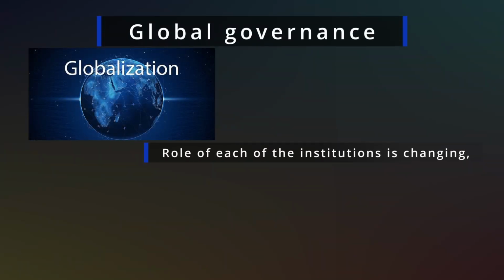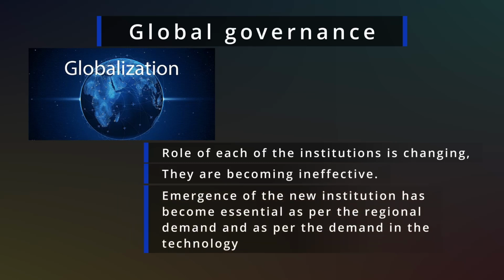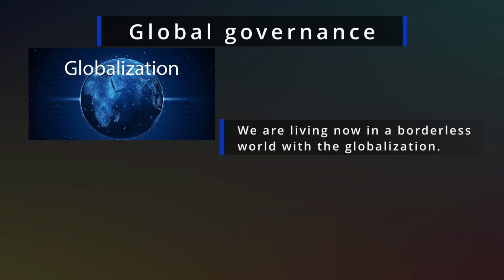and several other organizations. But as I said, apart from the United Nations, there are other organizations like the World Bank, IMF, WTO, BRICS, Quad, and there was G8, G7, then G8, and now G20. Now the role of each of the institutions is changing, partly because they are becoming ineffective or less effective, and partly because the emergence of new institutions has become essential, as per the regional demand and the demand in technology, and also because we are now living in a borderless world with globalization.